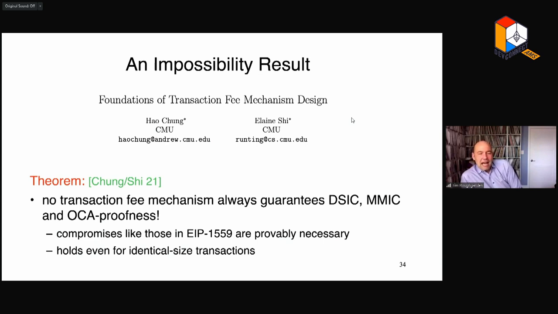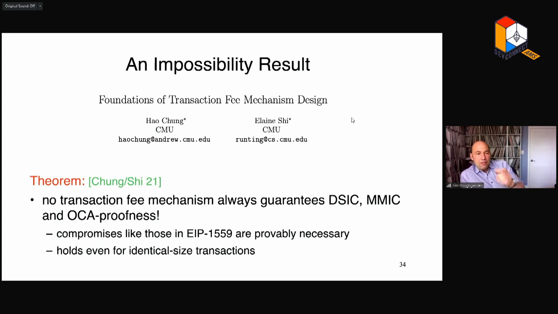There literally does not exist, in a mathematical sense, a transaction fee mechanism that always, in all cases, has all three of those guarantees: robustness to users, robustness to block producers, and robustness to cartels. So compromises like the type that we see in EIP 1559 or the tipless variant that I mentioned are inevitable. They are provably necessary.